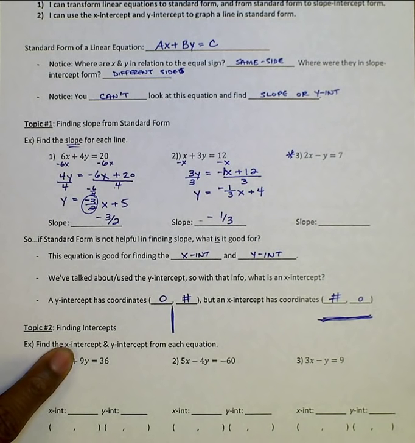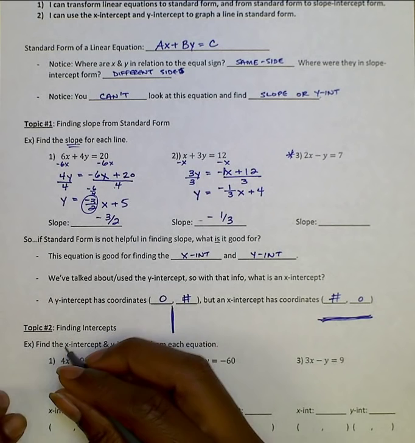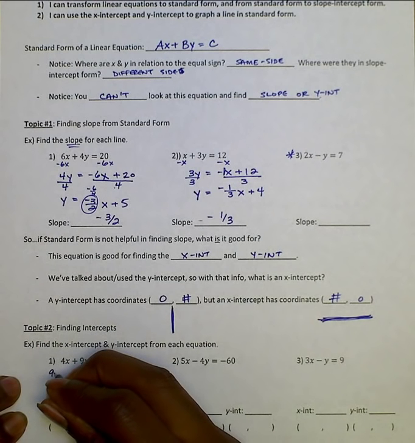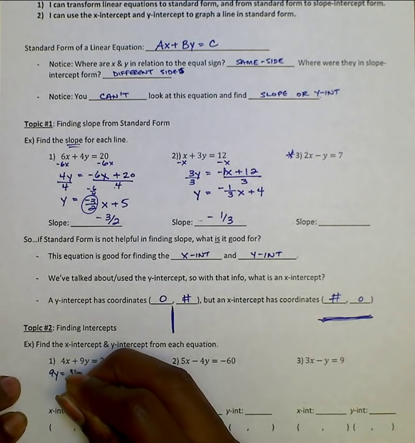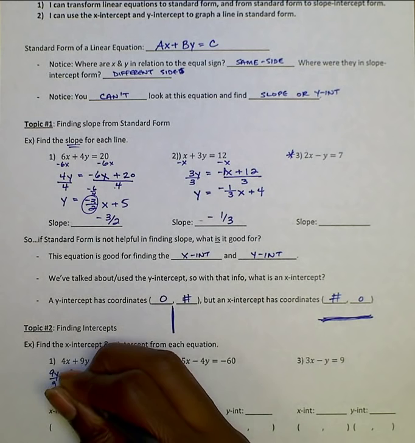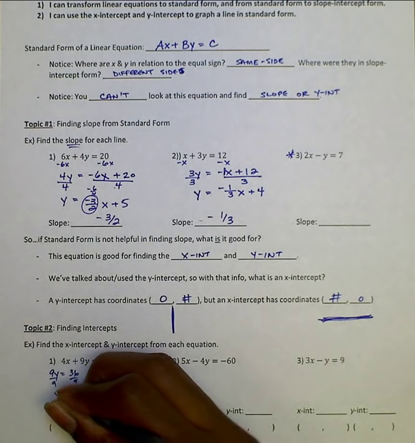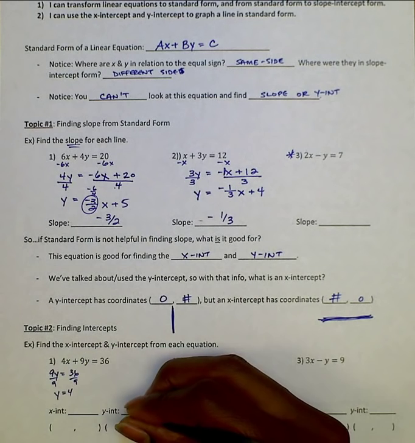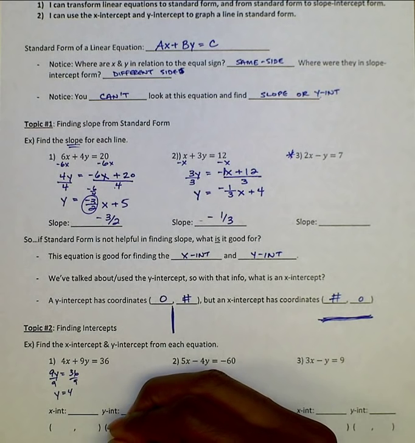We just have 9y equals 36. Remember, we got to that point by plugging in 0 for x. And then we solve for y, and so y would equal 4. Our y-intercept would be at 4, or our coordinate would be 0, 4.